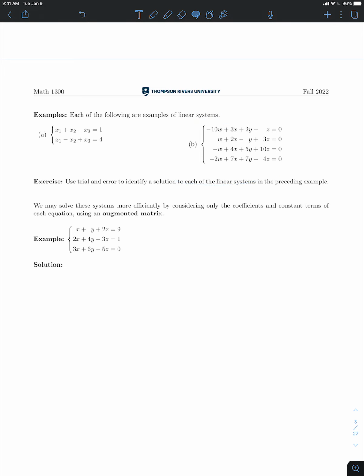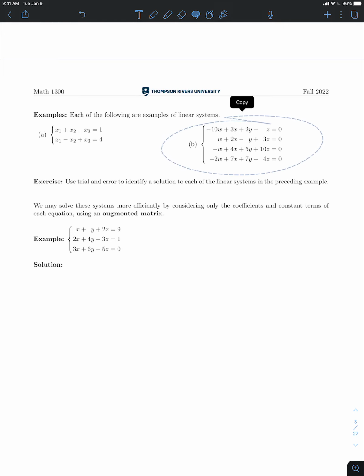Before we move on to that, I just want to run through what this exercise is asking you to do. So what does it say? It says use trial and error to identify a solution to each of the linear systems in the preceding example. So I want you to do that for both of these. And you don't have to show your work. You don't have to find it exactly. Just start playing around, right?